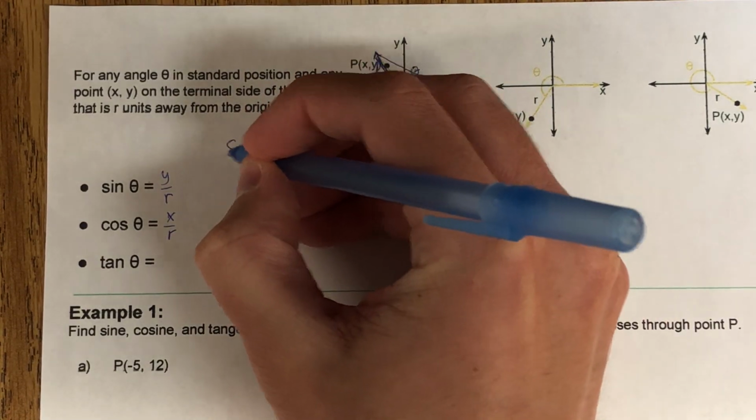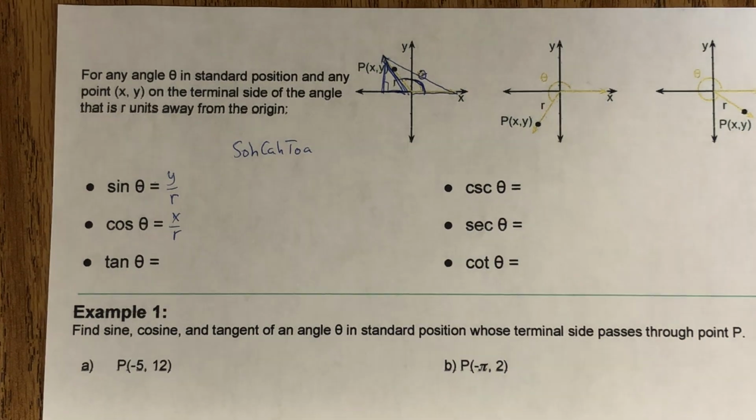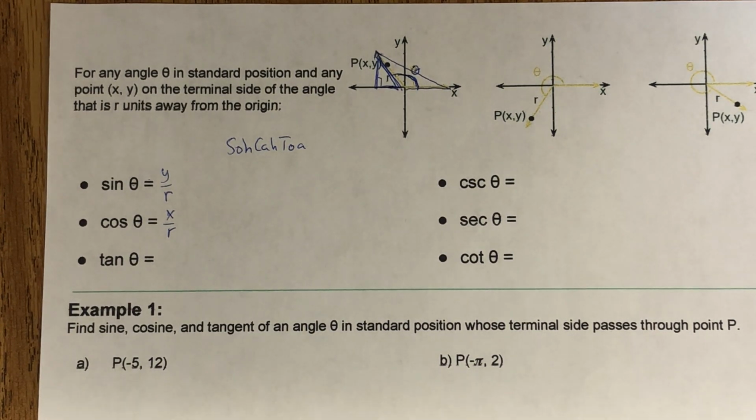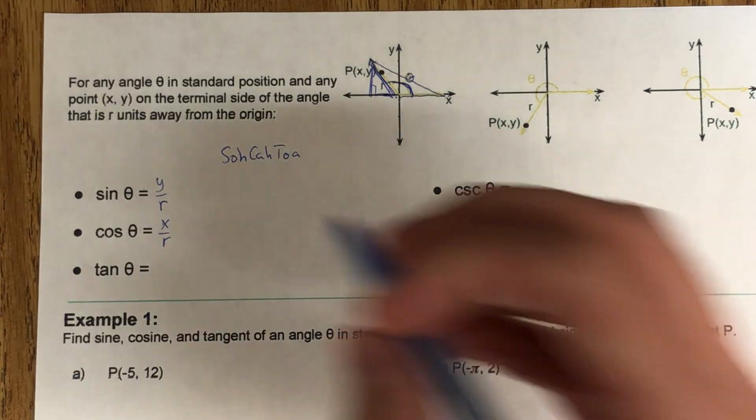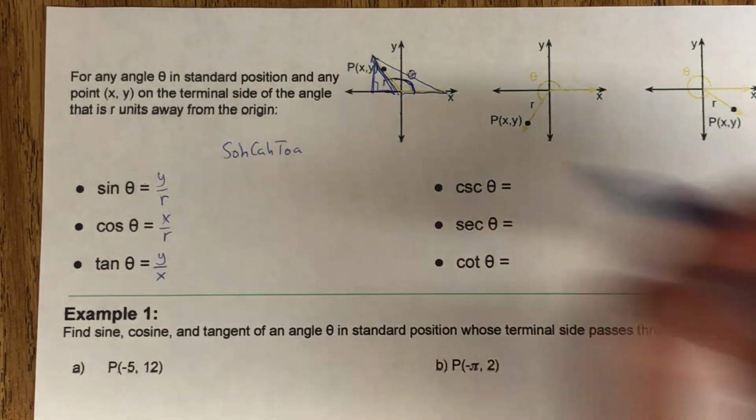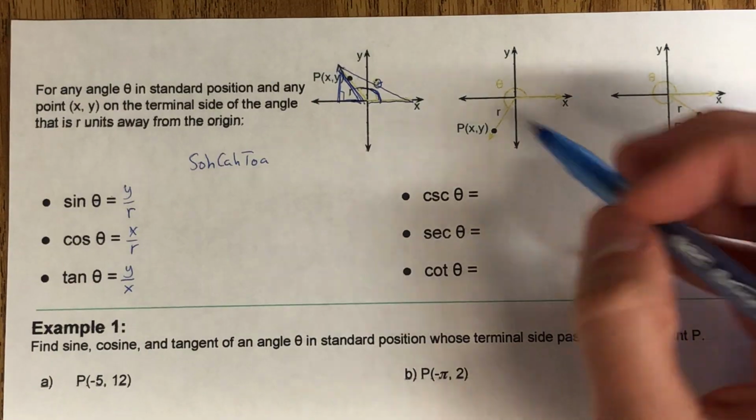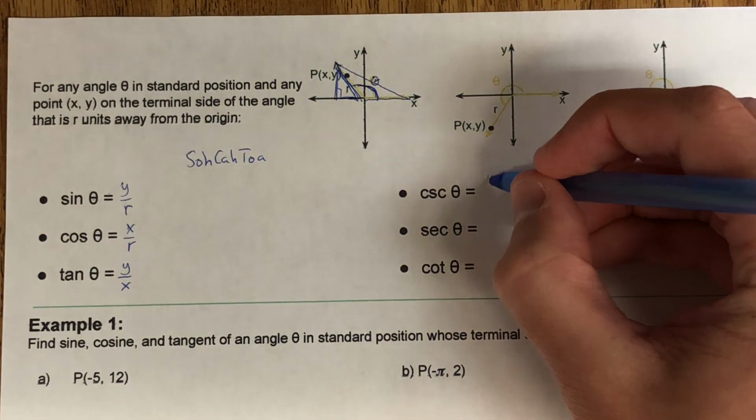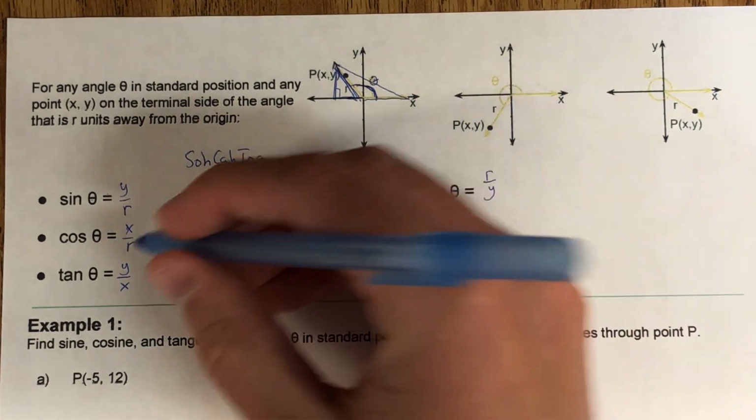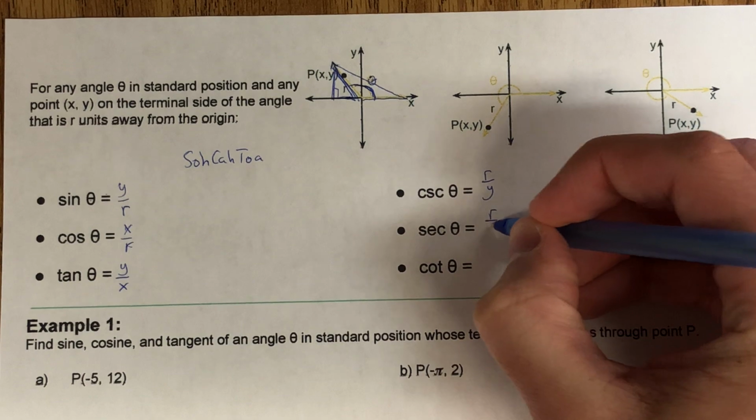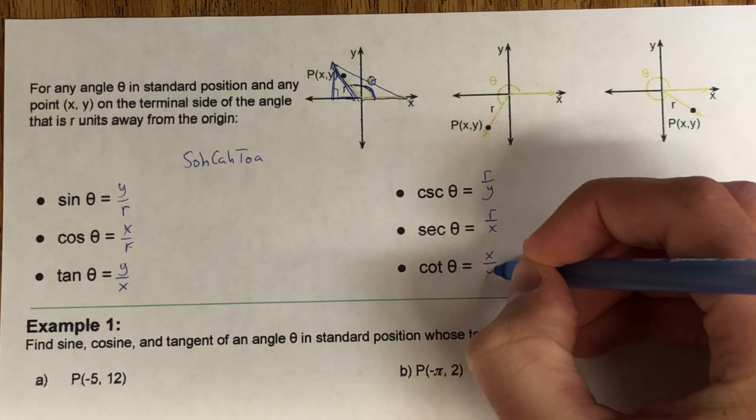This is coming from right triangle trig, SOHCAHTOA. Tangent would be opposite over adjacent, so our opposite side is y and our adjacent side is x, so y over x. Cosecant is the reciprocal of sine, so r over y. Secant is the reciprocal of cosine, so r over x. And cotangent, the reciprocal of tangent, is x over y.